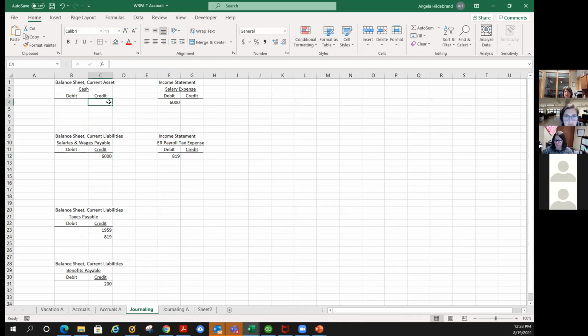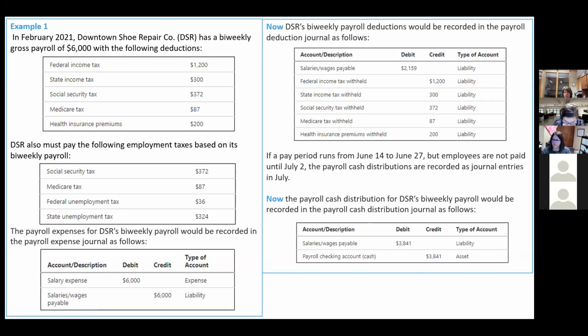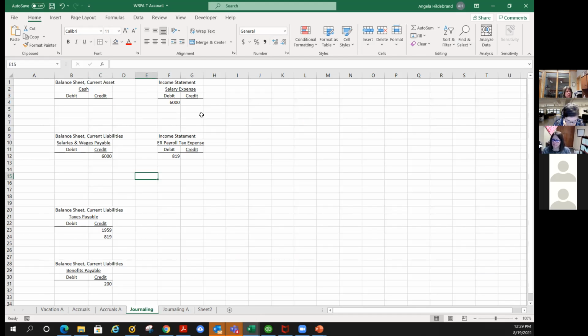Depending how this company works, maybe they record this transaction because it's December 31st, and they're not going to cut the checks till sometime in January. So they want to record the liability. So, oops, I keep hitting my Excel spreadsheet. So they're going to write net checks.